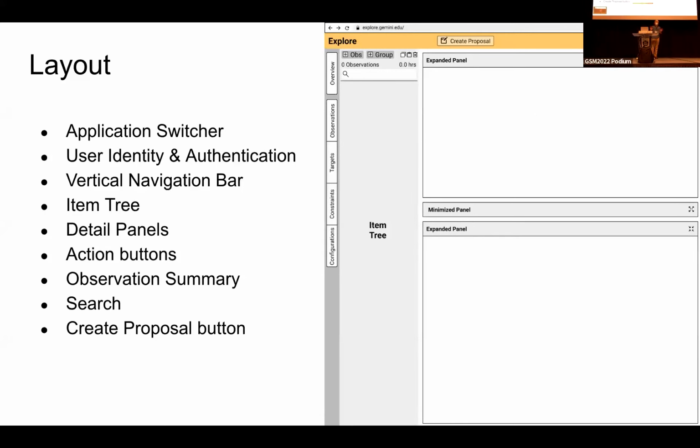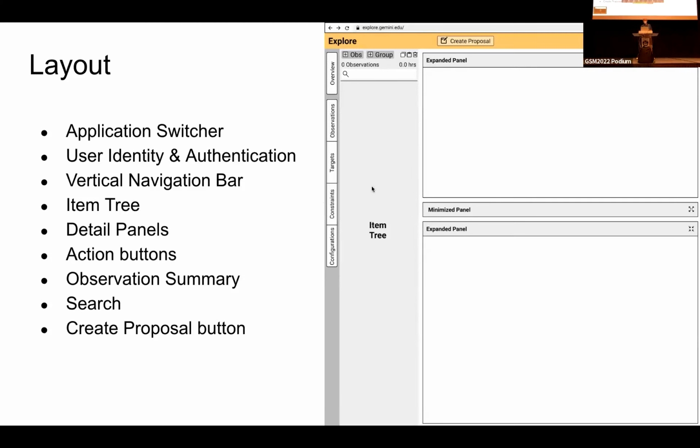Okay, so the main layout when you log in: all of the applications are going to have a very similar look and feel, or a very similar layout, so that they're familiar to use. At the top here we have an application switcher. There's a waffle icon, like you sometimes get with Google, so you can switch between these different applications and different views. In the upper right is the user identity and authentication, so you can log in just to be able to see your programs. On the left, a vertical navigation bar, a set of tabs which allow you different views on the information that you're trying to look at.